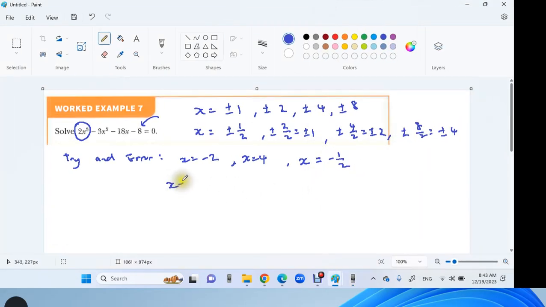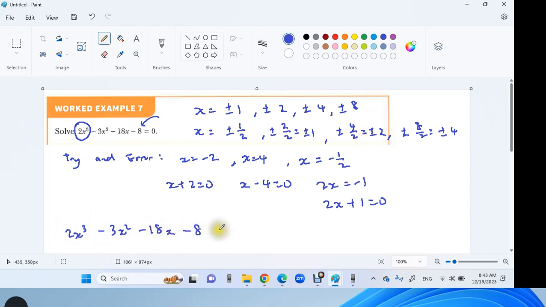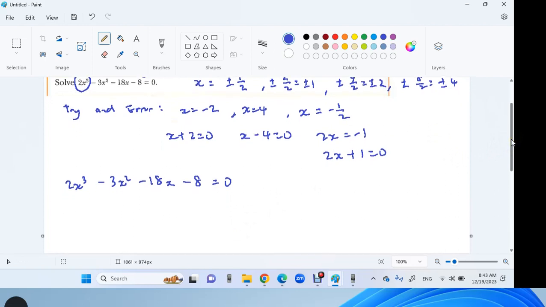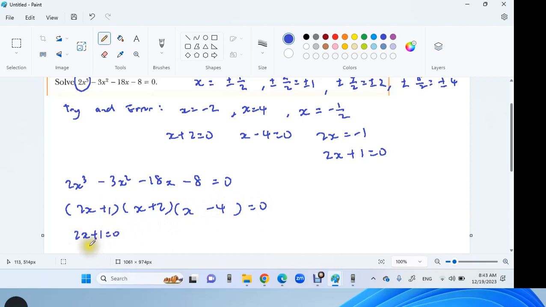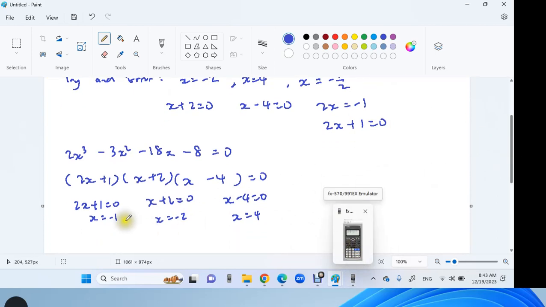So from here we have x plus 2 equal to 0, x minus 4 equal to 0, 2x equal to -1, 2x plus 1 equal to 0. So we have 2x cubed minus 3x squared minus 18x minus 8 equal to 0. Right? This is the solution already. Then it will be 2x plus 1, x plus 2, x minus 4. Then we have 2x plus 1 equal to 0, then x equal to -1/2, x plus 2 equal to 0, x equal to -2, x minus 4 equal to 0, x equal to 4.